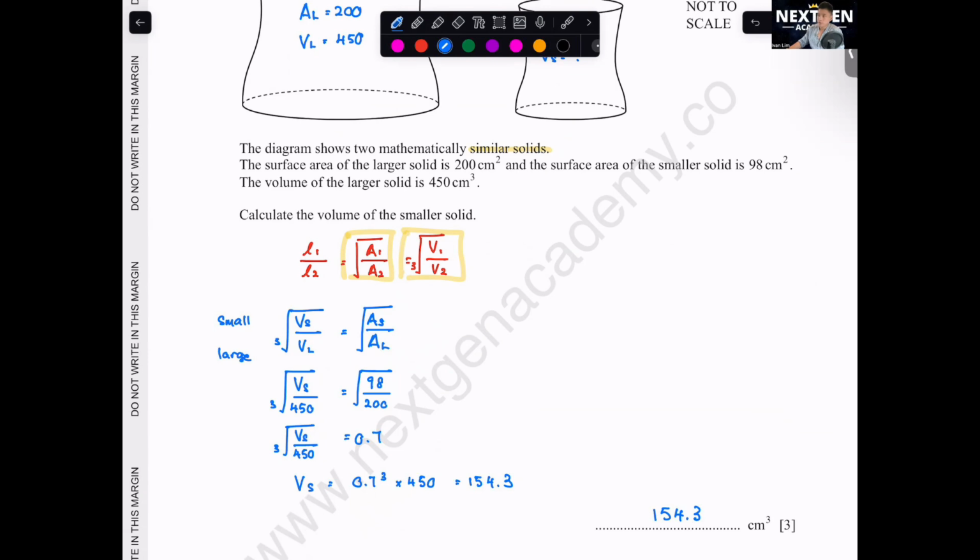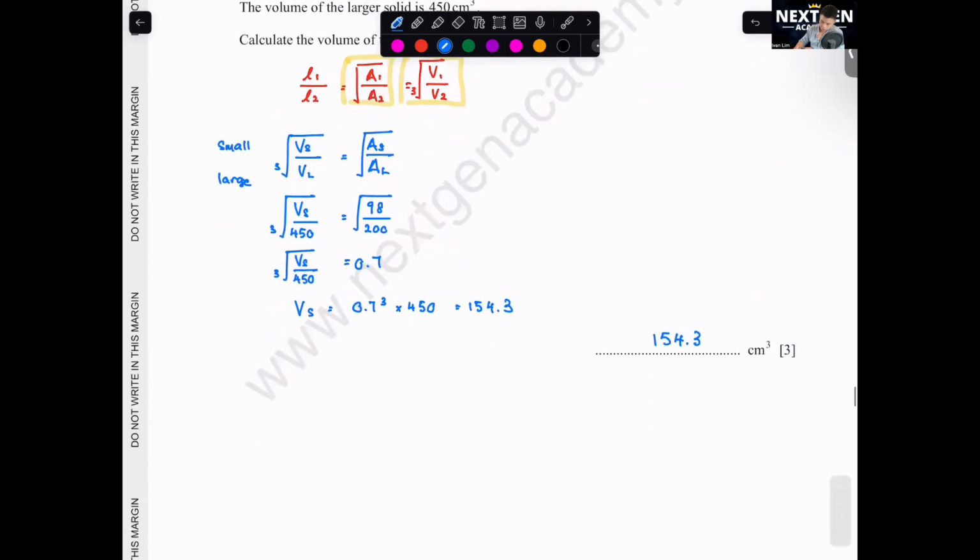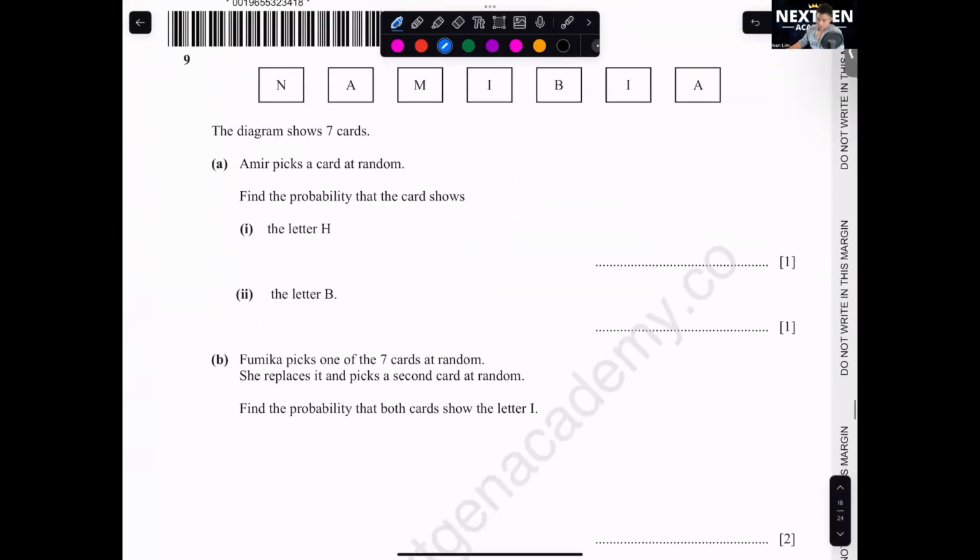Okay, number 8. Good. Okay, let's move on. Number 9. Probability. The diagram shows 7 cards. Amir picks a card at random. Find the probability that the card shows H.